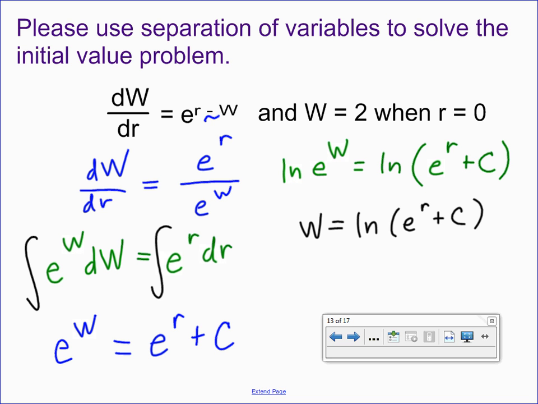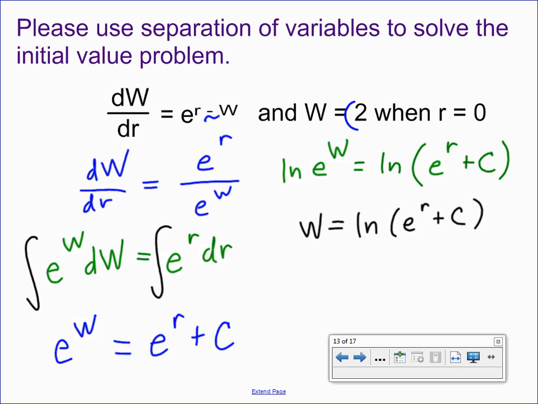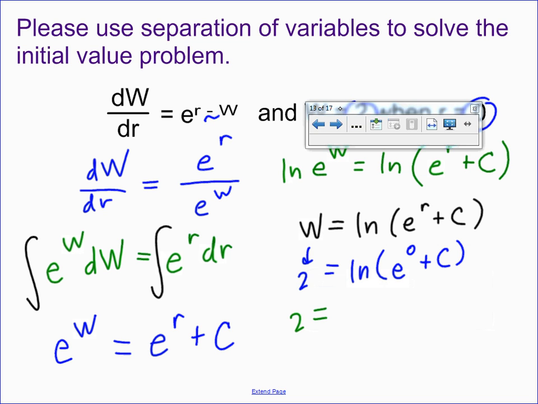So what are we going to do now? Let's plug in our given constraint. We know that w equals 2 when r equals 0. So we're going to go ahead and plug in 2 for w, and we're going to plug in 0 for r. Therefore, 2 must equal the natural log of, what is this? e to 0 is 1 plus c, so 1 plus c. And I want to solve for c.